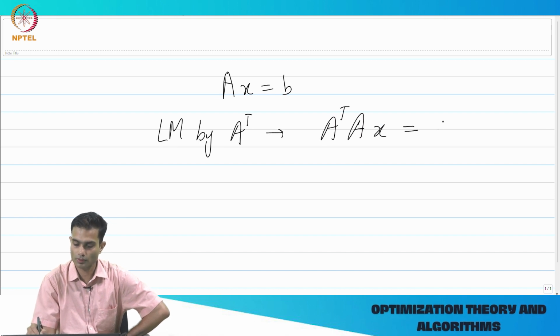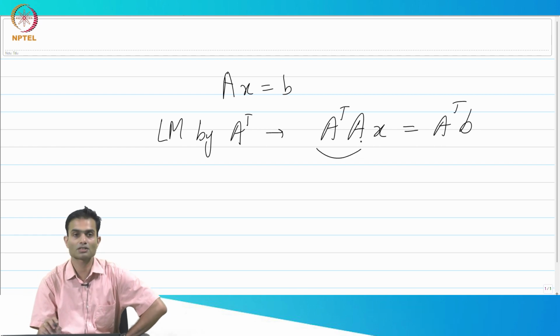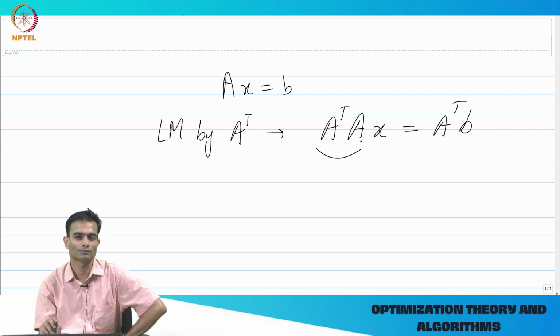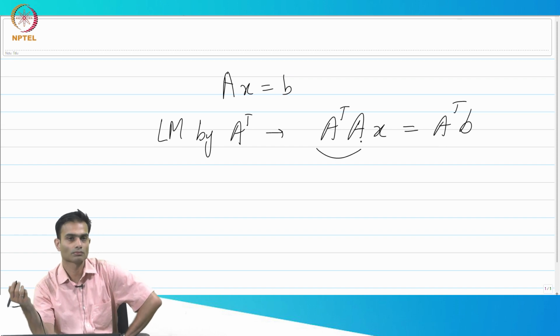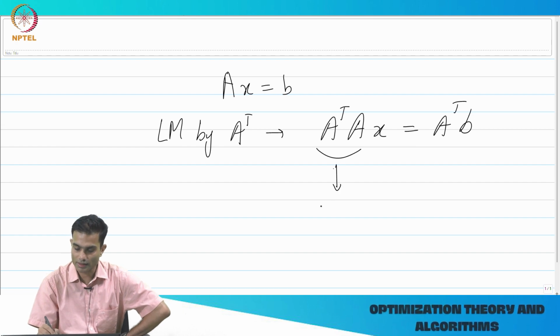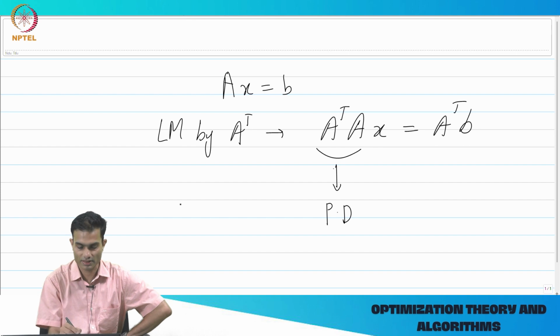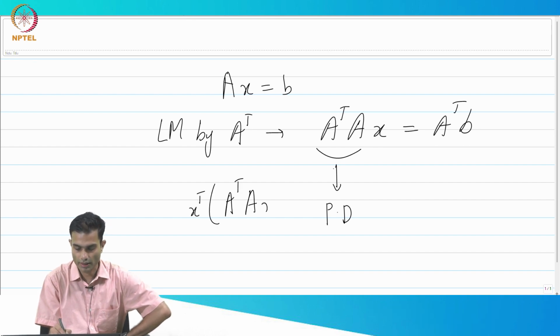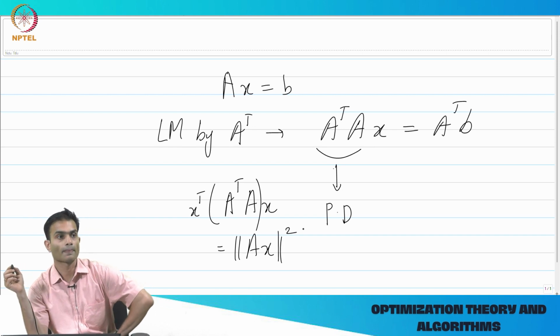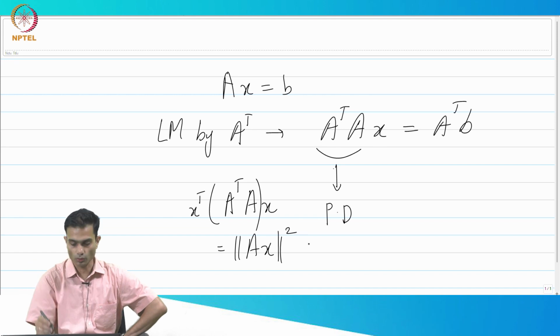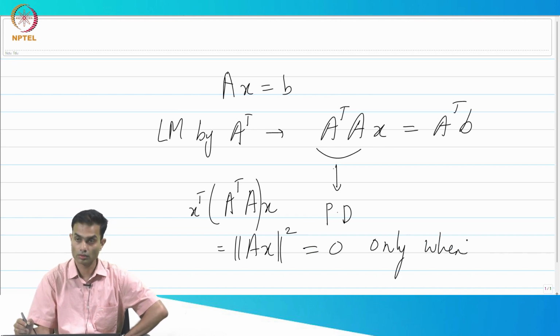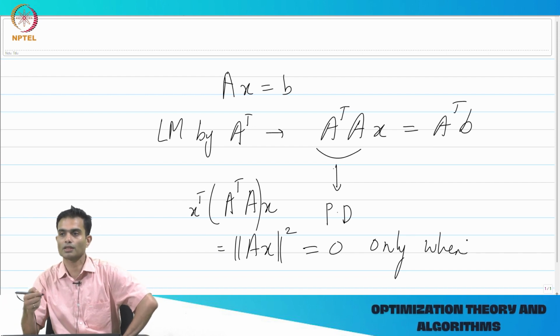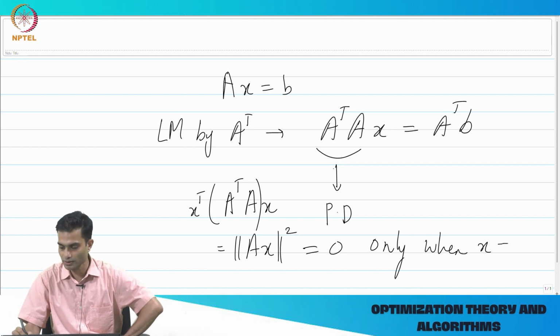A transpose A x is equal to A transpose b. What is this A transpose A matrix? Is it symmetric? Is it positive definite? It's positive semi-definite. Why? Because it can have some eigenvalues which are 0. So you can see that x transpose A transpose A x is the norm of Ax squared. If A is full rank, then this norm can be 0 only when x is 0. In other words, for non-zero x, this cannot go to 0.